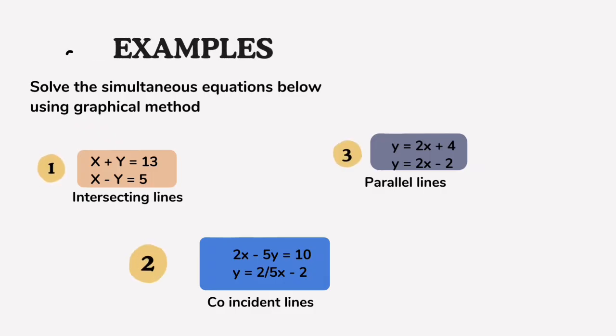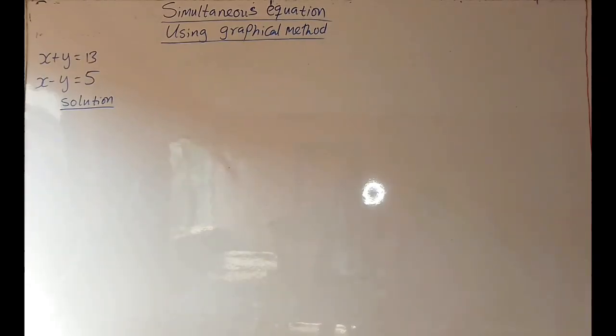Now let's take our examples. We're going to take examples 1, 2, 3, and 4 using the graphical method. Now let's go. We're going to continue with our calculation of simultaneous equations using the graphical method. So we're going to solve this equation now using the graphical method.